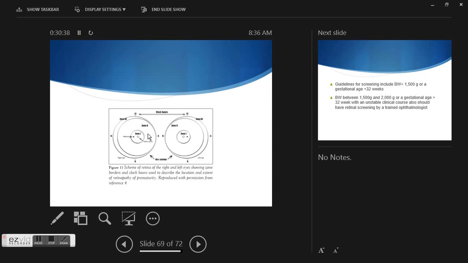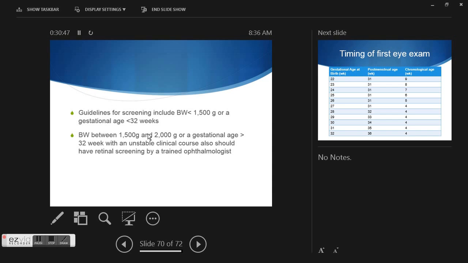I included this picture just showing that there are different zones of the retina. We don't need to know much about this for the board specifically, but I thought I would include that for your visual pleasure.